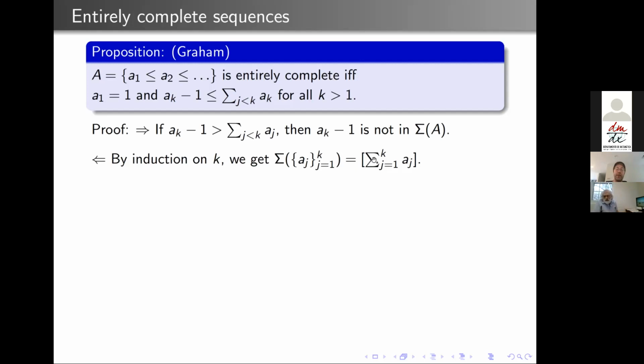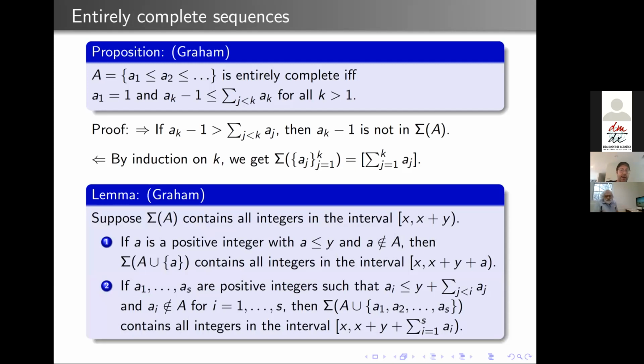There's some variant of this, which is a lemma of Graham that's quite useful to show that sigma of A for a big sequence might be complete or contains a long interval. You start off with a smaller interval. So if sigma of A contains all integers in the interval from x to x plus y, and if you have an integer a with a less than or equal to y, when you add a to the sequence, then sigma of A together with that little a contains all integers in the interval from x all the way up to x plus y plus a. So you can grow these intervals if you have small enough elements and you have already made a large enough interval. You can do this inductively.